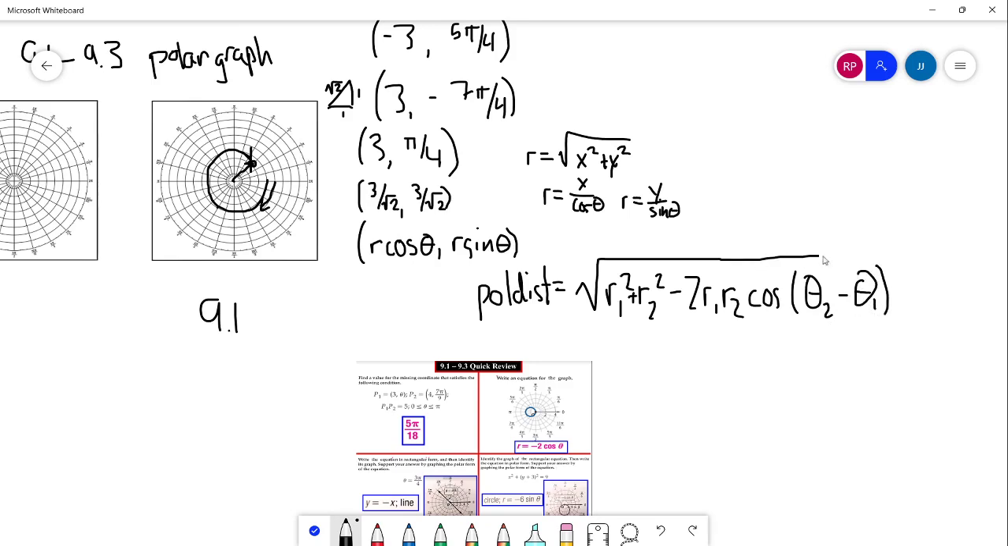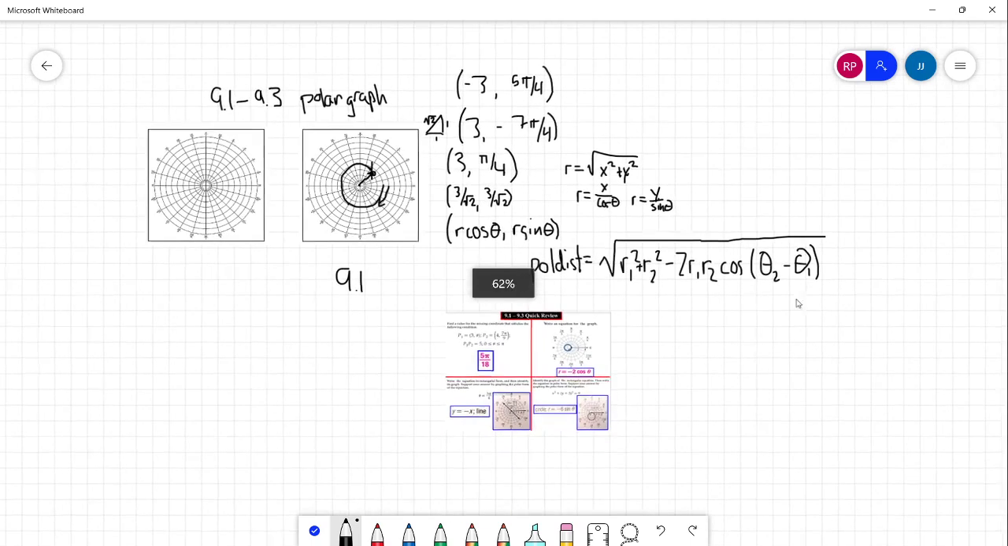I hate this formula. It's so ugly. This is how you find the distance between 2 points in polar form. This is also how you solve this problem, but we're going to do that in a little bit.